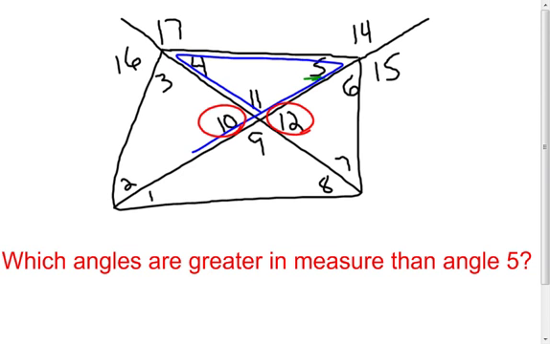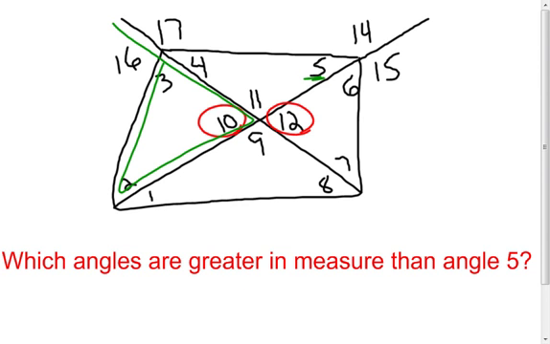Now I can go and highlight another triangle. This time I'm going to look at angle 10 as being the remote interior angle, and I'm going to look at this triangle. Well, if that's the case, angle 16 is the exterior angle. The exterior angle is always going to be larger in measure than the measure of the remote interior angle. So I know the measure of angle 16 is going to be larger than the measure of angle 10, which was already larger than the measure of angle 5. Therefore, the measure of angle 16 will be larger than the measure of angle 5.